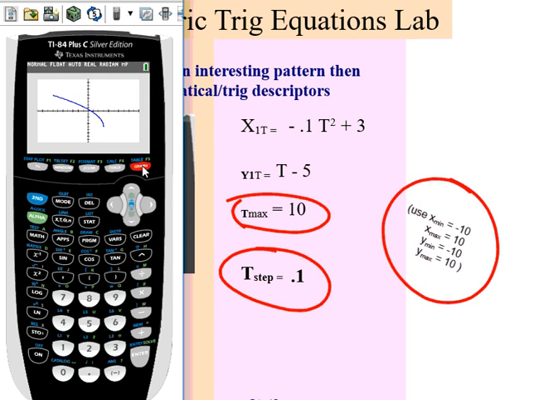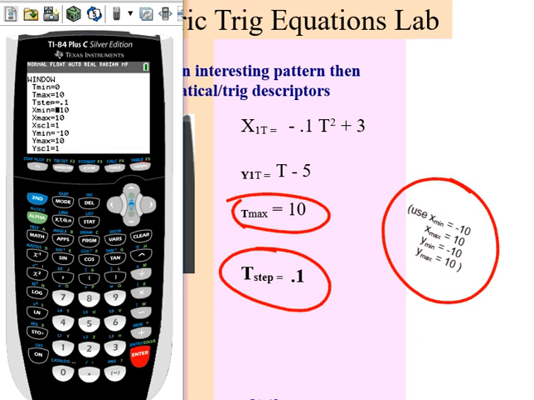Now, let's mess with some things. Instead of having a T-step of 0.1 and a T-max of 10, try playing with those numbers and see if you can make the same graph look different. And pause for a second.